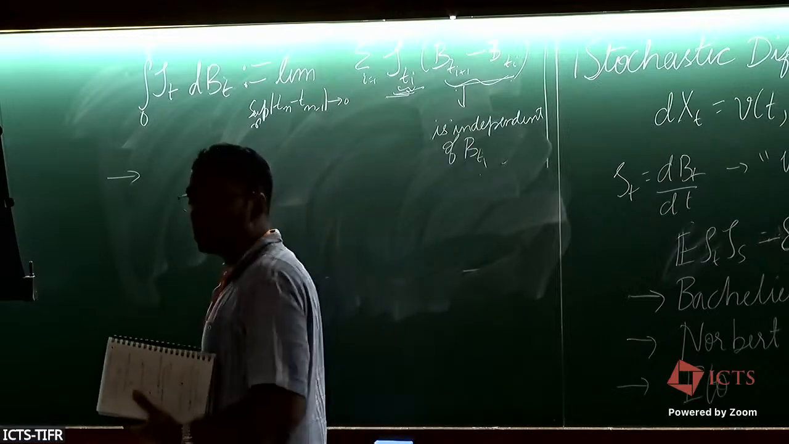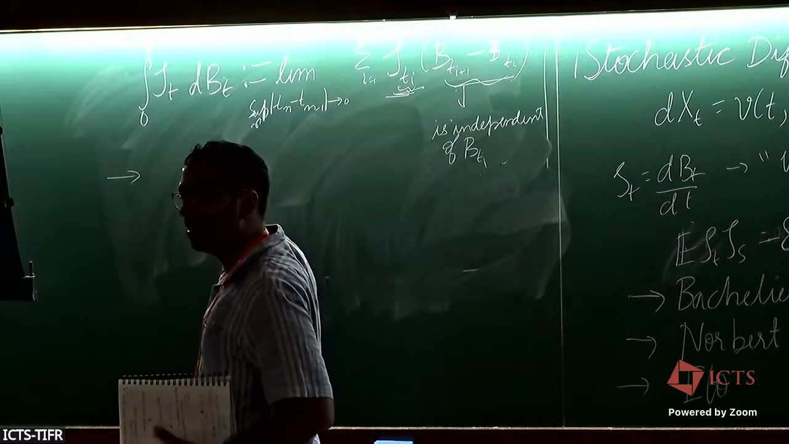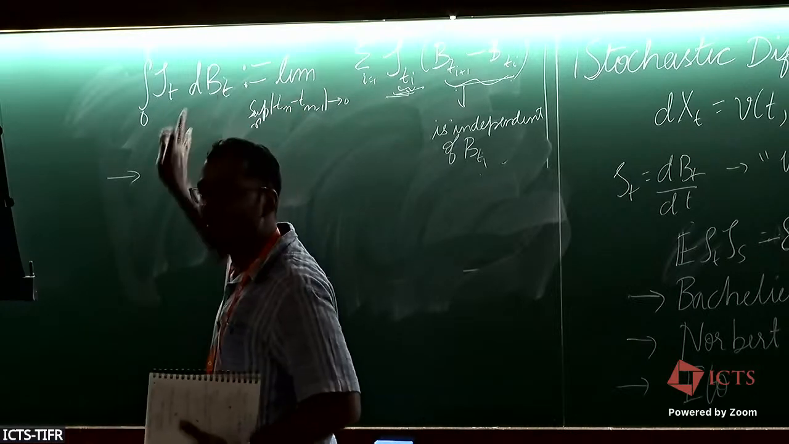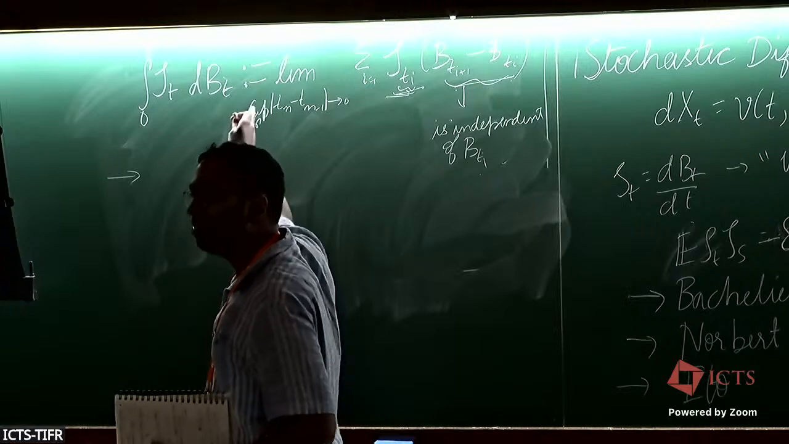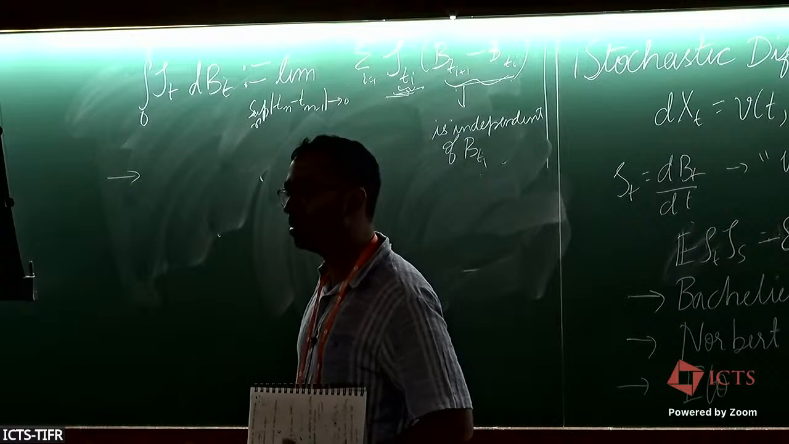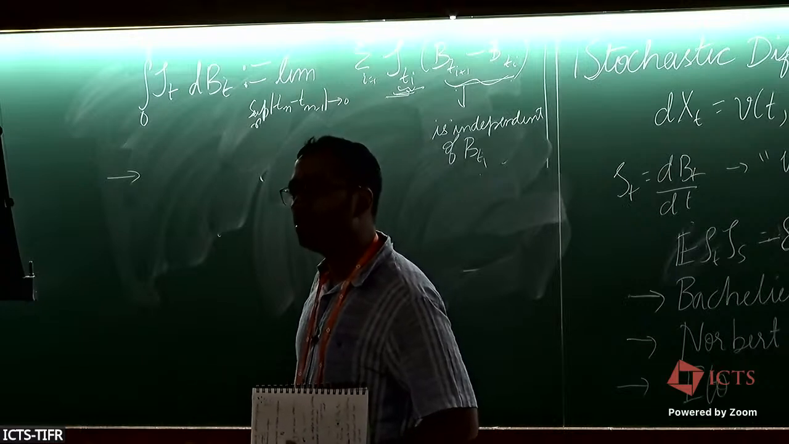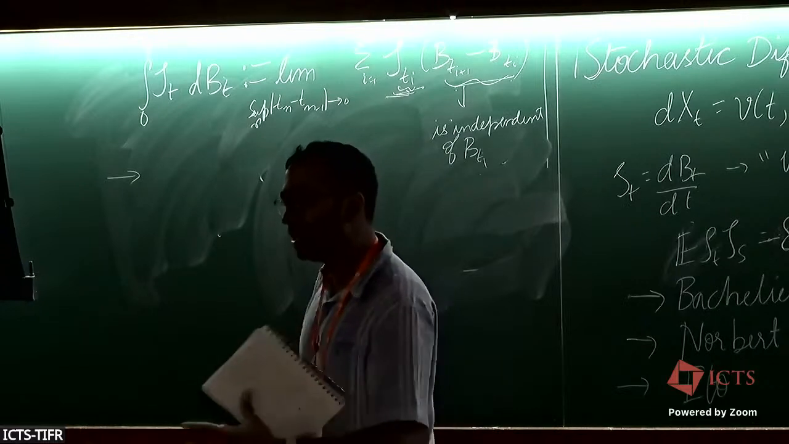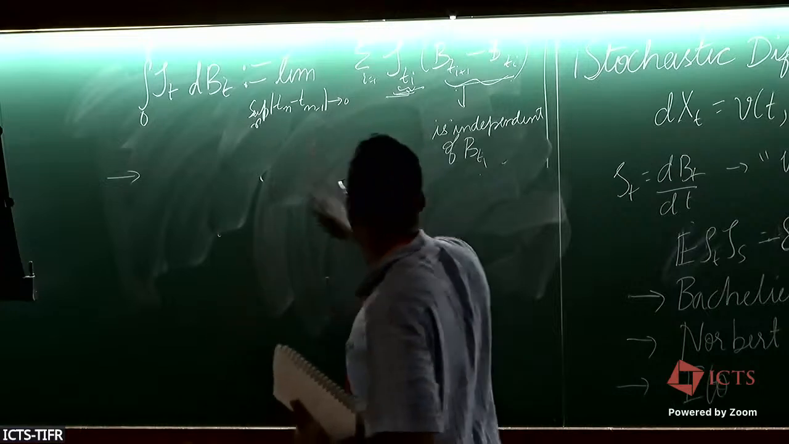Okay. Actually, there is one thing missing here. I've defined this to be the limit of something. In what way are we taking this limit? There are many ways to take a limit of a random variable. There is an almost sure limit, there's an L2 limit. So what is this limit which makes sense here?